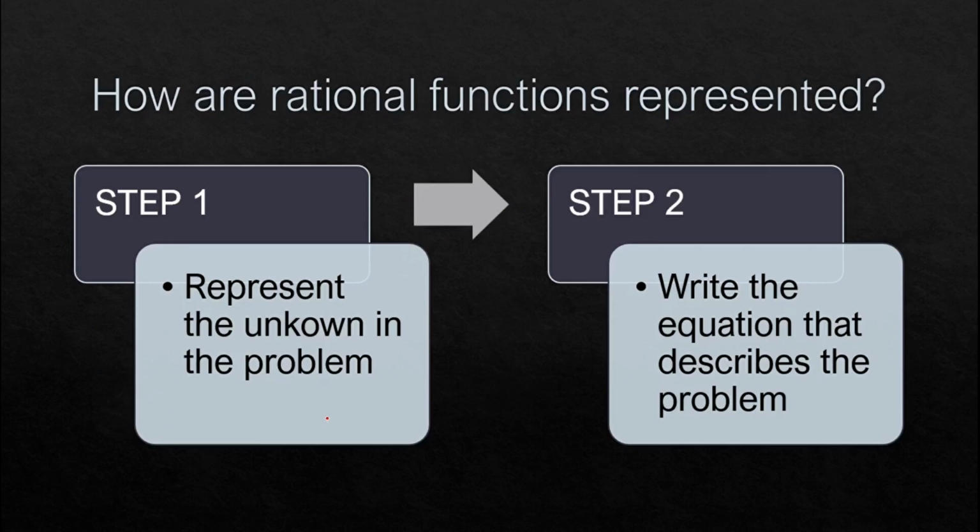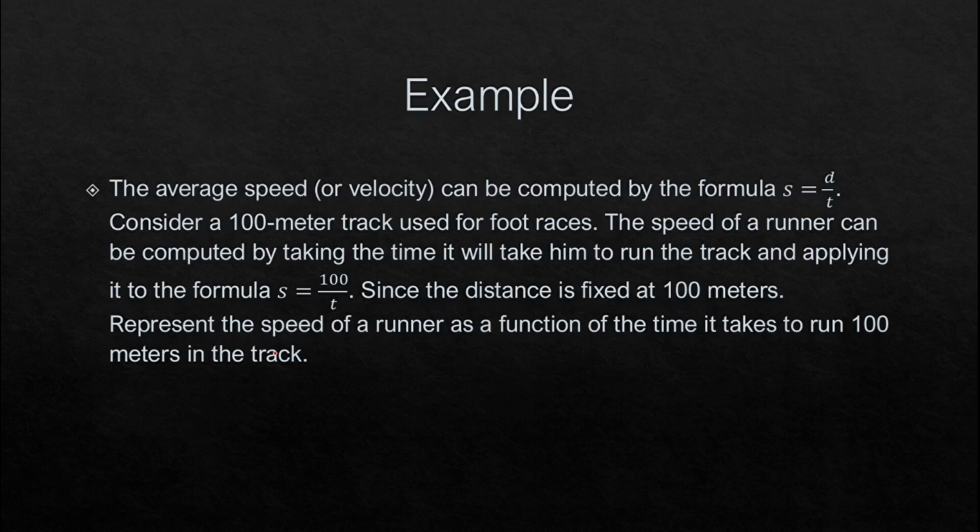How are rational functions represented? Step 1. Represent the unknown in the problem. Step 2. Write the equation that describes the problem. Okay, example ito. The average speed or velocity can be computed by the formula S is equals to d over t. Consider a 100-meter track used for foot races. The speed of a runner can be computed by taking the time it will take him to run the track and applying it to the formula S equals to 100 over t. Since this distance is fixed at 100 meters, represent the speed of a runner as a function of the time it takes to run 100 meters in the track.